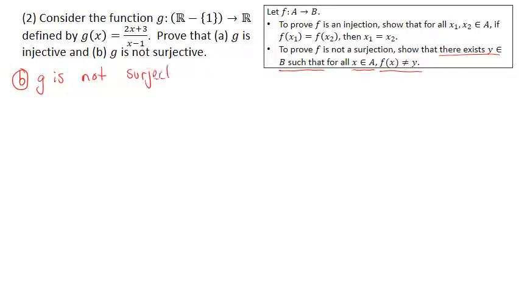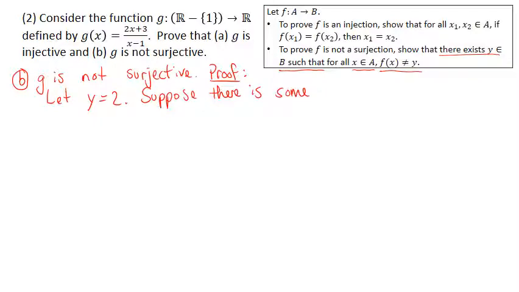Okay, so G is not surjective. Proof. I'm going to let y equal 2, and then let's suppose there is some x in the domain such that g of x equals y. I'm just going right to the supposition that's going to give me the contradiction.